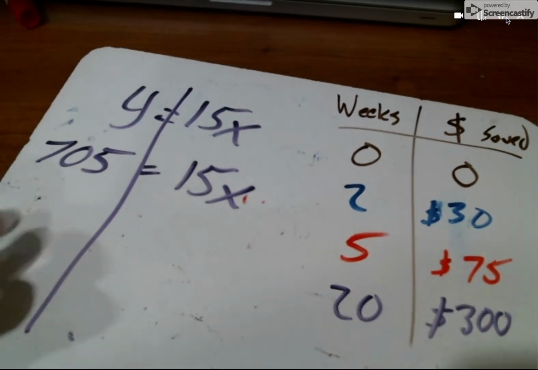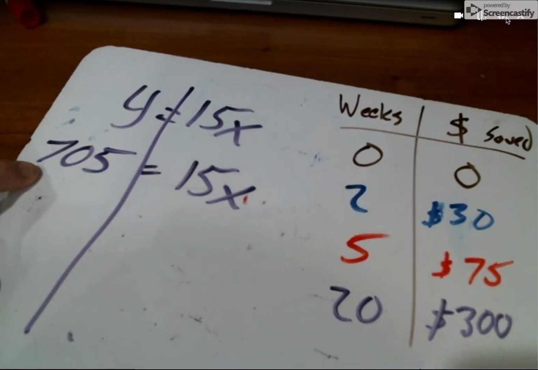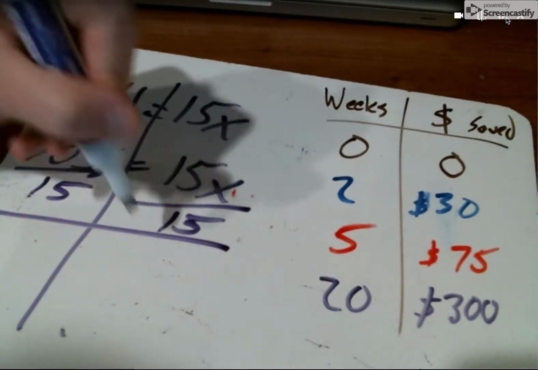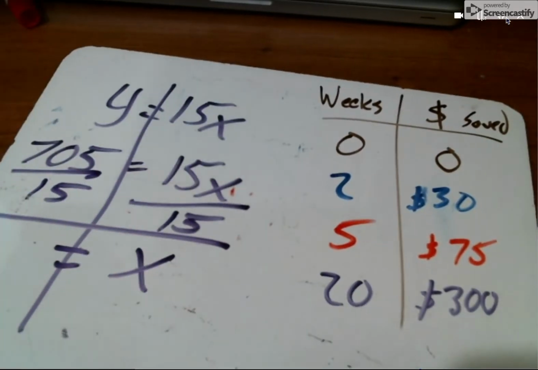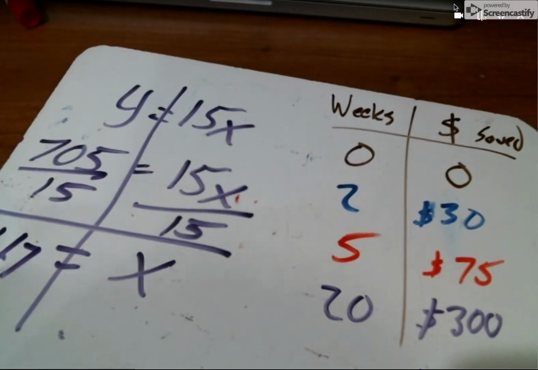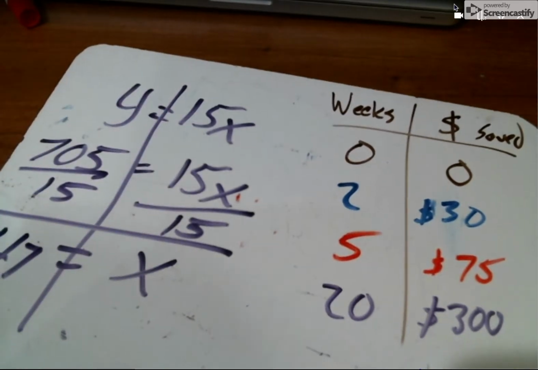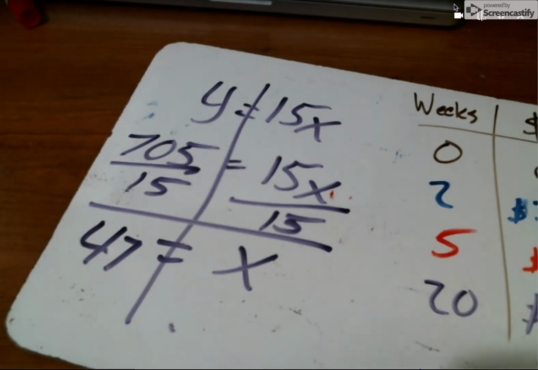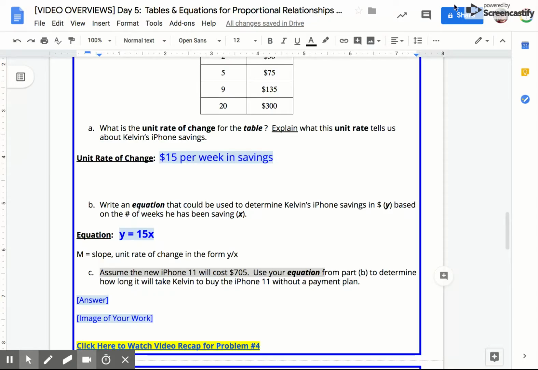At this point, hopefully some of you might have already realized this could be a division problem. You could just divide both sides of the equation by 15. And that would tell us that X has to equal whatever 705 divided by 15 works out to be. That works out to be 47. And 47 weeks of saving $15 per week, 15 times that 47 would get Kelvin the $705 he needs. So again, 47 weeks is what we were looking for in that last part.